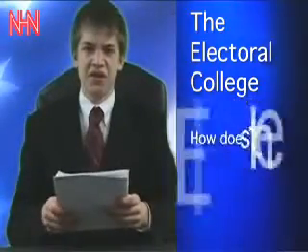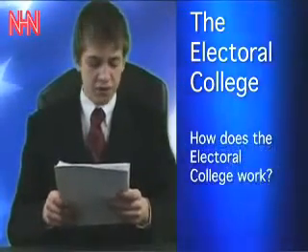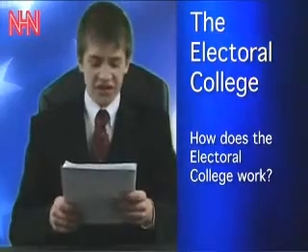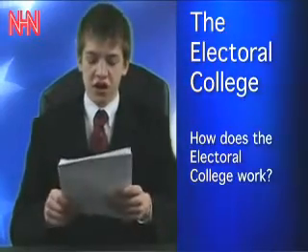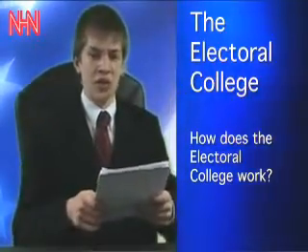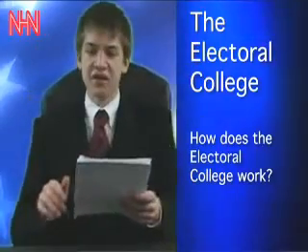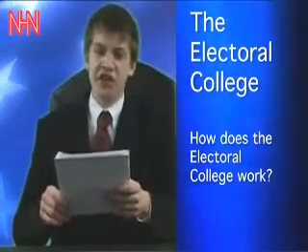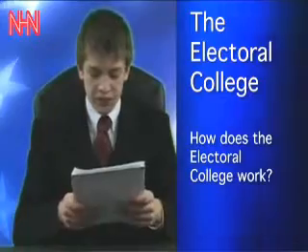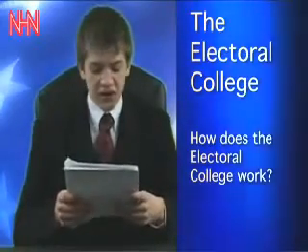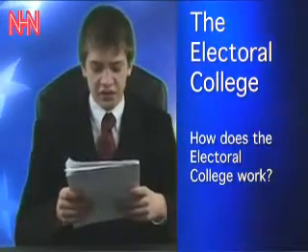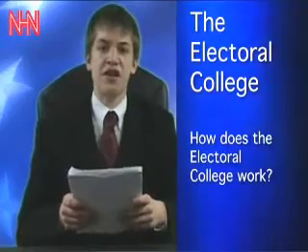Our third question is, how does the Electoral College work? The Electoral College, as established by the U.S. Constitution, currently includes 538 members, one for each U.S. Senator and Representative, and 3 for the District of Columbia. Each state is allocated a number of electors equal to its number of U.S. Senators, plus the number of its seats in the U.S. House of Representatives.